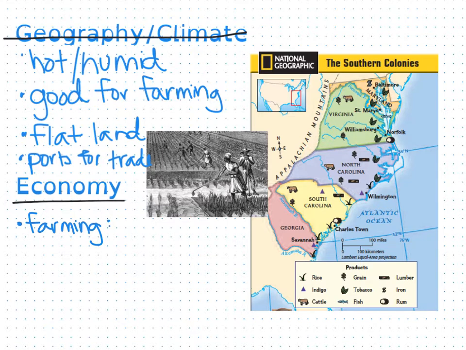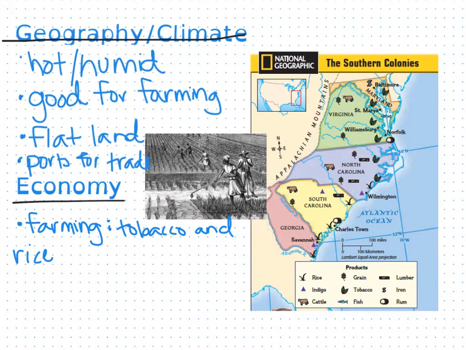Okay? And specifically, they were farming tobacco and rice. Okay, so they were farming tobacco and rice. Sorry if that was a little jumpy. Something popped up on my end that I was not planning for.